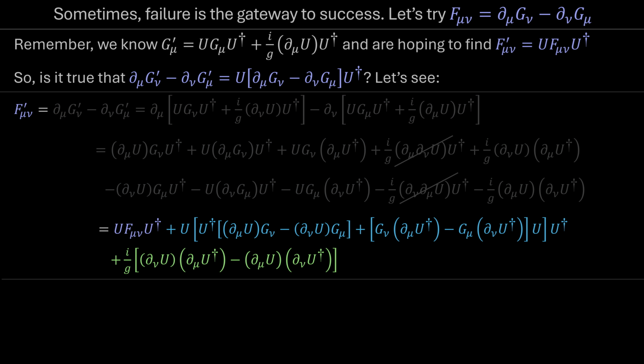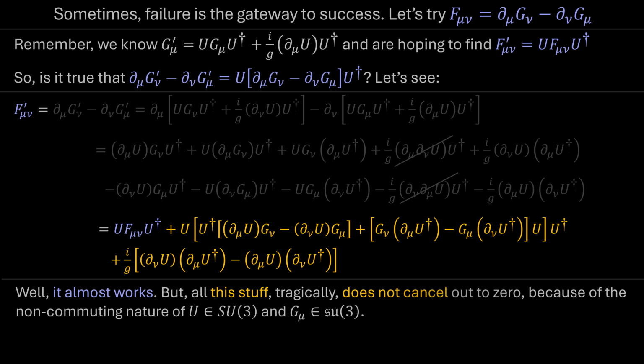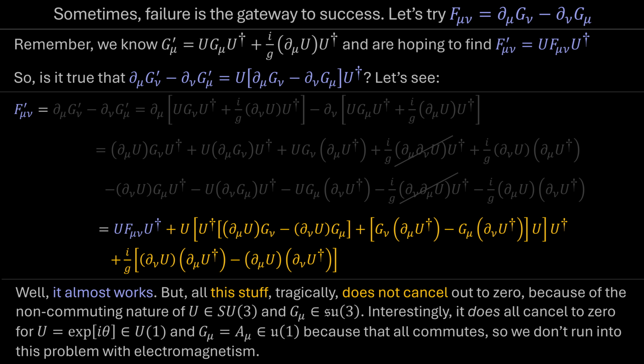All right, so what can we conclude from this? Well, we did find this term that we were looking for, U F mu nu U dagger, but we also got all this yellow stuff too, and that just doesn't cancel out to 0 because of the non-commuting nature of an SU3 matrix, and the fact that G mu is in SU3, and so those don't commute either. Interestingly, all this yellow stuff does cancel out if we were dealing with electromagnetism, where U equals e to the i theta is a U1 element, and our gauge field is just the electromagnetic 4-potential whose components are real valued. In other words, they live in the Lie algebra of U1, because those things all commute.